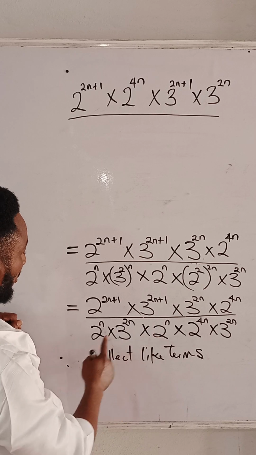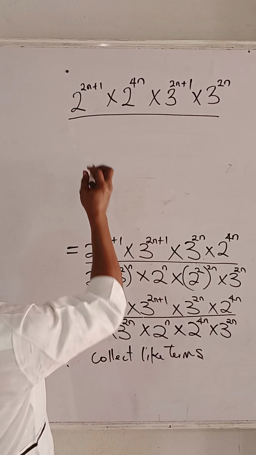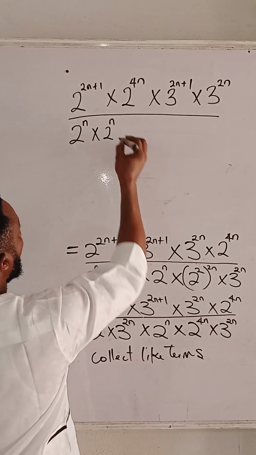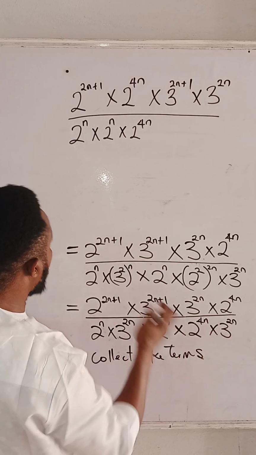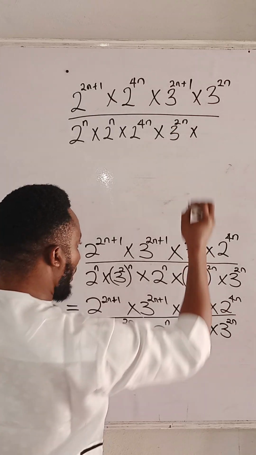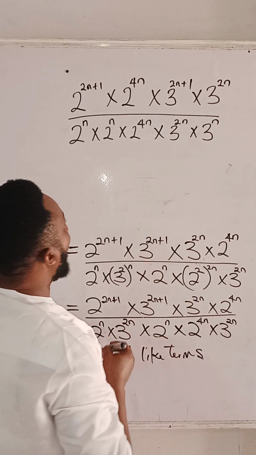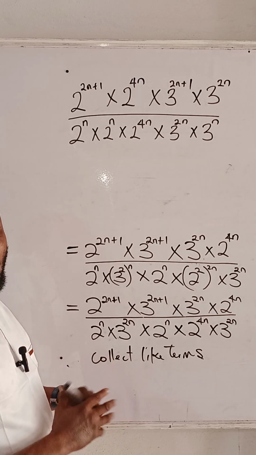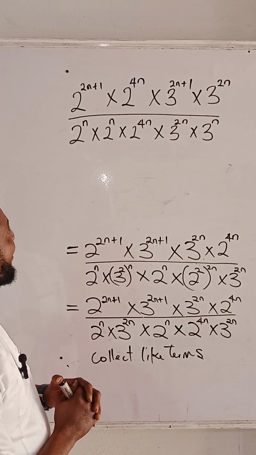2 to the power of n, 2 to the power of n, and 2 to the power of 4n can be written together. I'll write 2 to the power of n times 2 to the power of n times 2 to the power of 4n, then the base 3 to the power of 2n times 3 to the power of 2n. So at this level, we are doing very well, extremely well, because of the slow and steadiness.